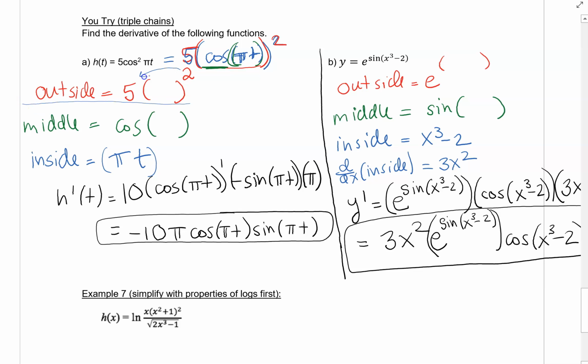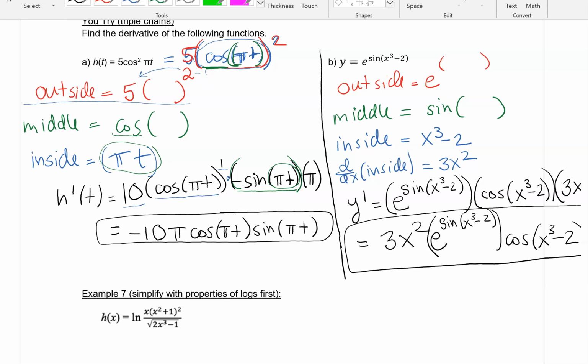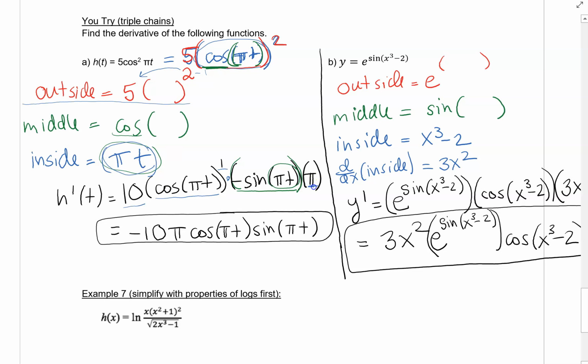So we did the power rule. We do 2 times 5 is 10. Subtract 1 from the power to get 1. And we keep all of this inside part intact. We don't do anything with it yet. So it's just the derivative of the outside with the inside parts plugged in. But then we have to multiply by the derivative of cosine, which was my middle function, which is negative sine. So that part comes next. And the pi t that was inside cosine stays inside of sine. We don't mess with it. And then at the very end, we finally multiply by the derivative of pi t, which was pi. So that was the derivative of the most inside part.